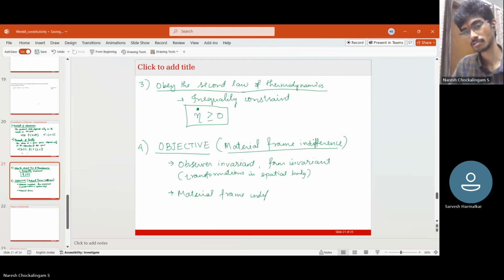So material frame indifference means that you superimpose a rigid body motion on the material body. So you have a material body, and then you apply a rigid motion onto the material body, and then whatever relationship we have, say sigma is equal to f of epsilon, that should be invariant. That should be indifferent to superimposed rigid body motions on the material body.